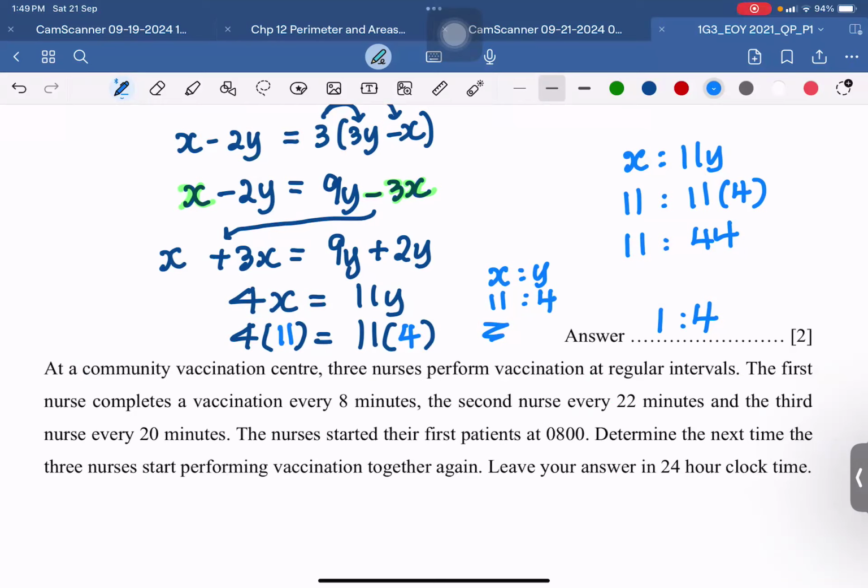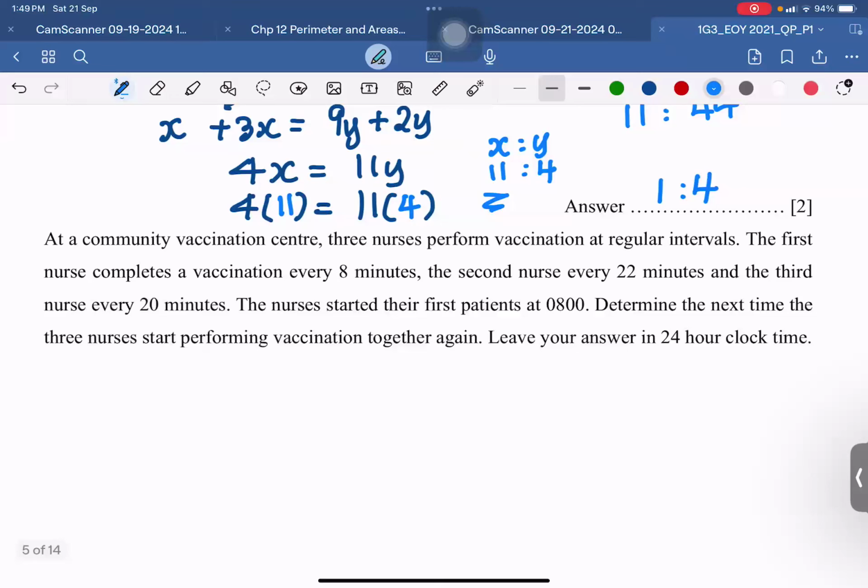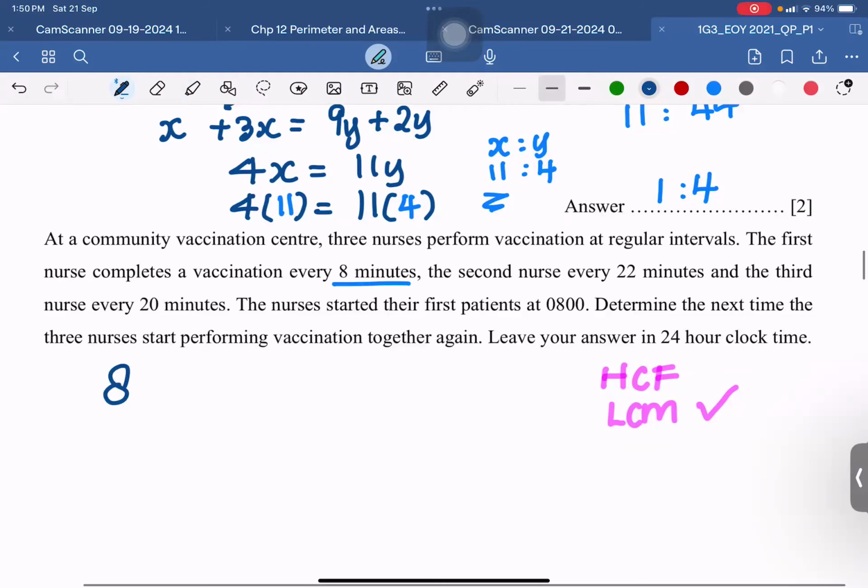Yes. Okay. Now, are you able to tell me this kind of question? I want the next timing for them to perform vaccination together again. That one is, are we going to look at highest common factor or lowest common multiple? Which one? Yes, thank you, Ryan Lim. We look for lowest common multiple. So to look for lowest common multiple, first we must express all the numbers. This is in 8 minutes. So 8 is actually 2 times 2 times 2. So 2 to the power 3. So we do the prime factorization.